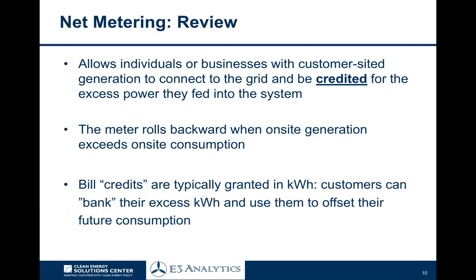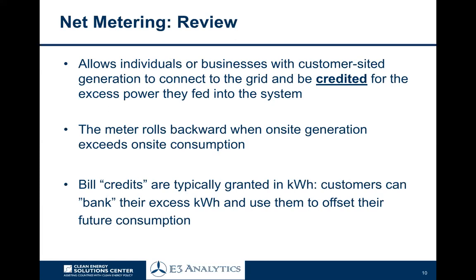So traditional net metering, as a bit of a recap here, allows individuals and businesses with customer-sited generation to connect to the grid and be credited for the excess power they feed into the system. In other words, they get a bill credit that can be carried over into future months. The meter under traditional net metering rolls backwards. So essentially it's rolling forward when you're consuming, and it rolls backwards when you're injecting into the grid. And whatever the net amount at the end of the month is what you pay.